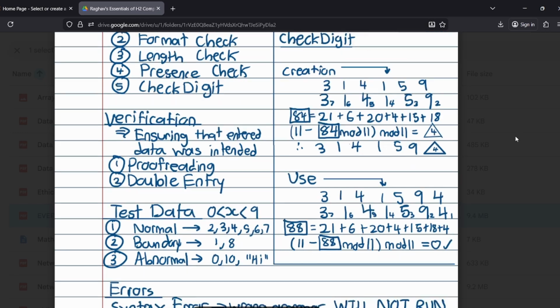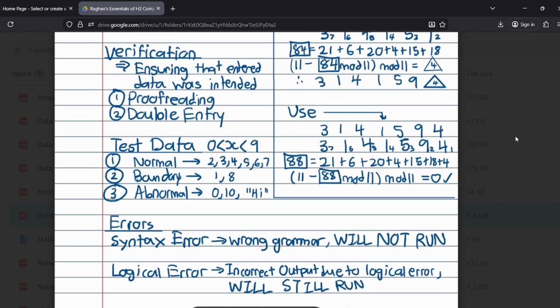Now, test data. There are 3 types of test data: normal, boundary, and abnormal. So there is a common misconception, okay? Which is, is boundary data abnormal or normal? Here I clarify for you. Boundary data is normal. Boundary data is on the boundary, which means it is acceptable but on the boundary. Abnormal is not even in the boundary. Abnormal is different. It's just wrong data. Does that make sense? Great. So yeah, boundary data is the actual ends. It is not above the ends.